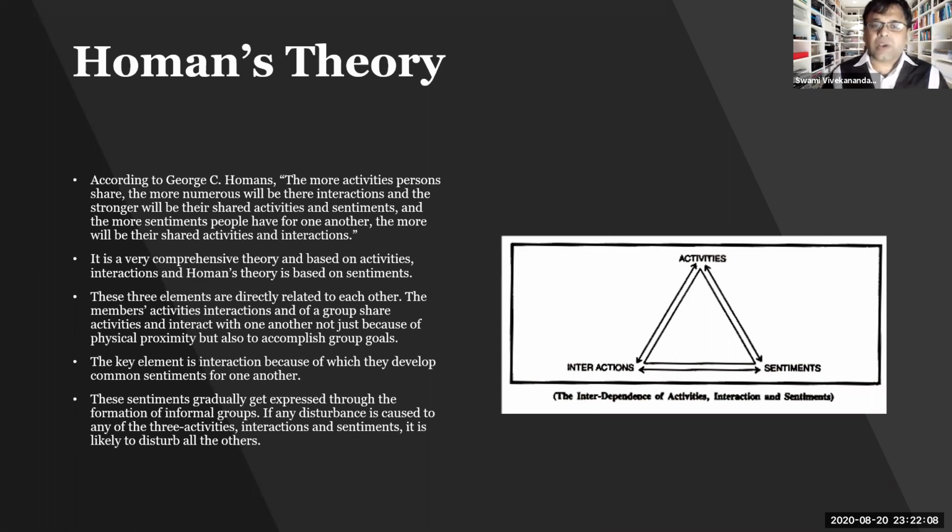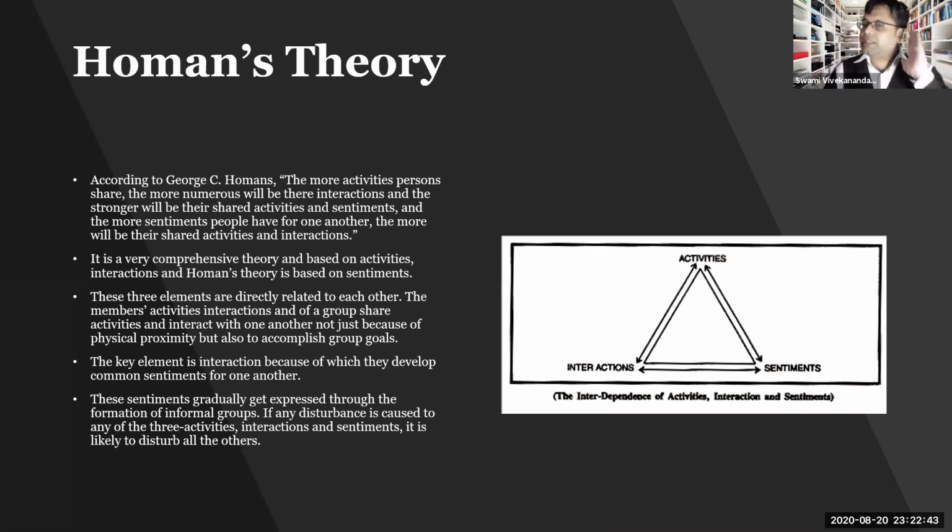These sentiments gradually get expressed through the formation of informal groups. If any disturbance is caused to any of these three, that is interaction, activities and sentiments, it is likely to disturb all the others. I mean, if there is a problem with the activity, the interaction, or the sentiment, if any disruption happens to any of the elements, there would be a disturbance in the group as well. Okay, so that's the idea.